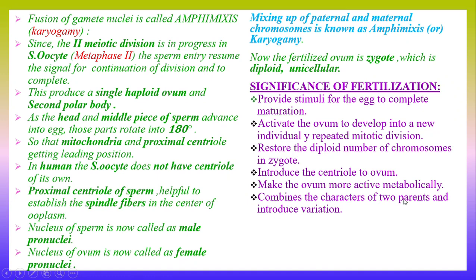Combine the characters of the two parents. That means mixing of paternal, maternal chromosomes, so that the new combination of the chromosomes, new combination of the genes, so the chance of formation of new variety of characters, that is the variation. That has the evolutionary point of view, very important. Then the chromosome of the sperm help to determine the sex of individual. The sex of an individual was determined by the male alone.